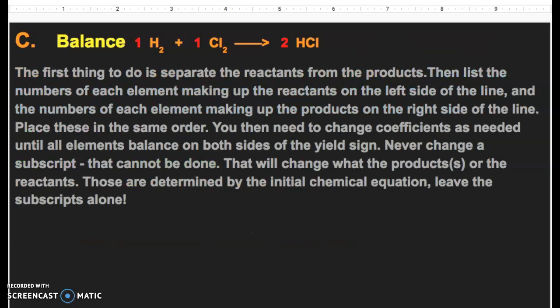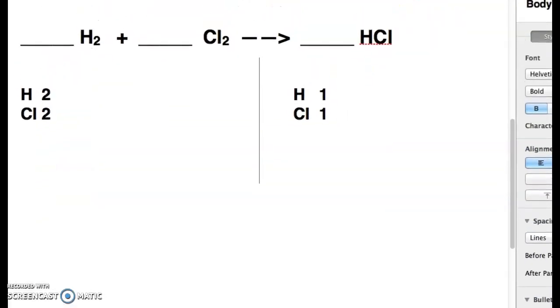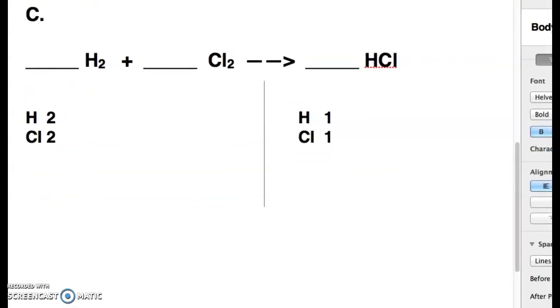Then you have to actually balance it. I've already balanced it for you. It's a really easy one to balance, but I'll show you how to do that real quick as well. Okay, I went ahead and took the liberty of putting the skeleton formula there. The first thing you should always do when you balance a chemical equation is put a line down, perpendicular to your yield arrow. Perpendicular means it's going to intersect at 90 degrees. Then I wrote down how many hydrogens you have on the left.